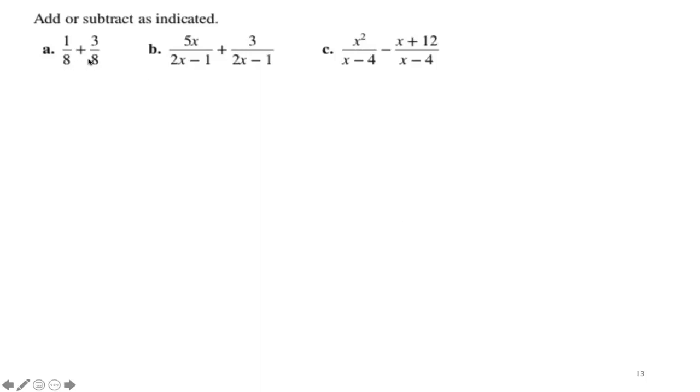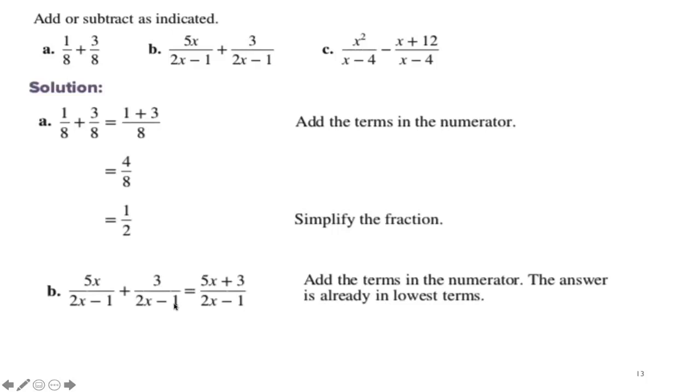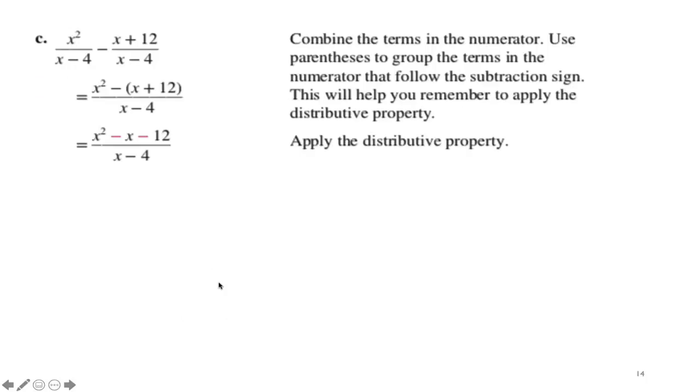Again, same denominator, add at the top, and then keep the denominator. So 1 plus 3 is 4, divided by 8. Again, same denominator, so just add the tops. And you can try to factor, but we can't factor this, so you can't cancel too much there.